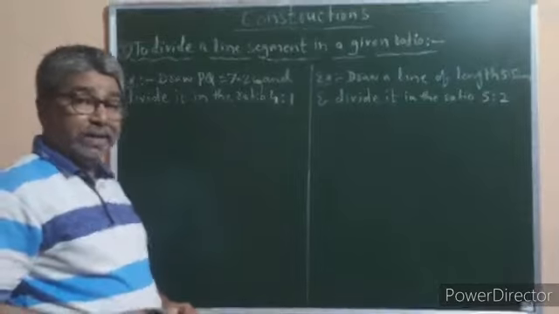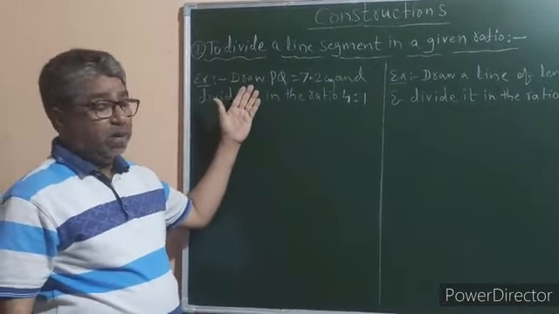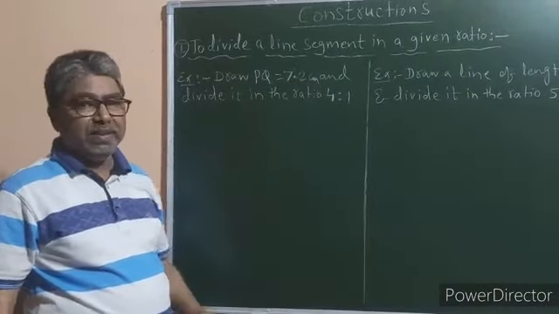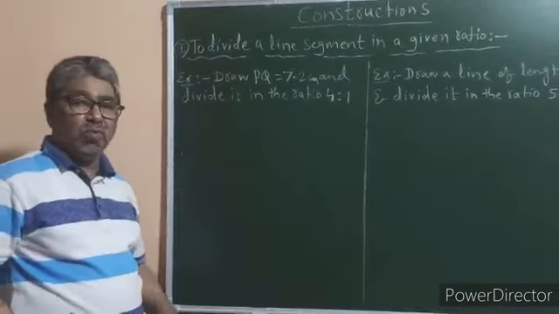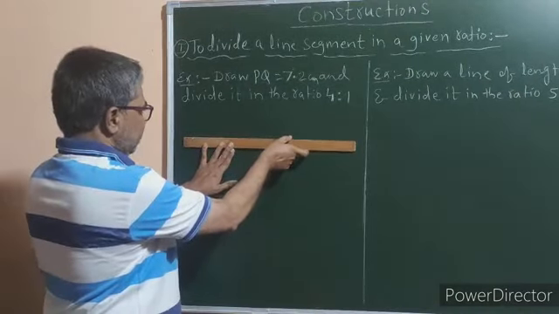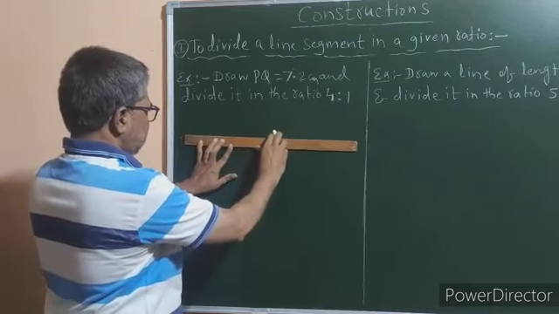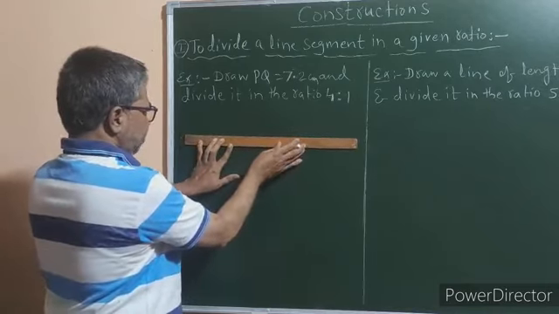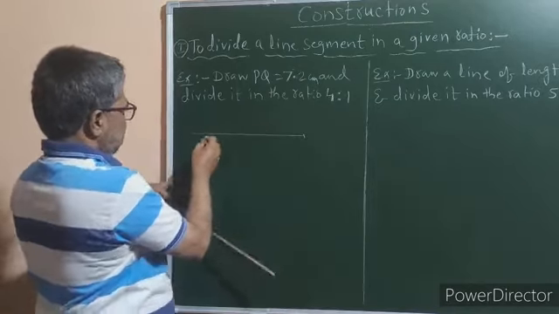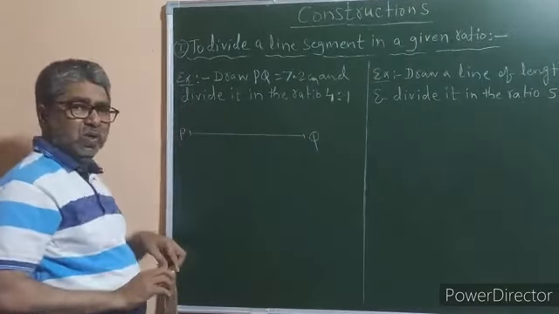Let us solve one more example, rather 2 examples. The third example is: draw PQ equal to 7.2 centimeter and divide it in the ratio 4:1. So draw a line measuring 7.2 centimeter. Okay, this is the first step of the construction. Name this line segment as PQ.